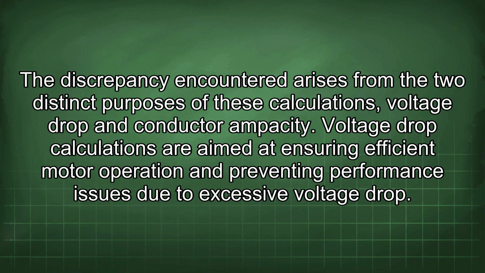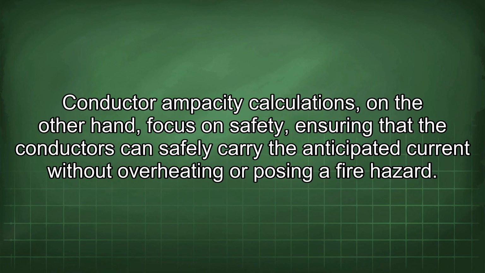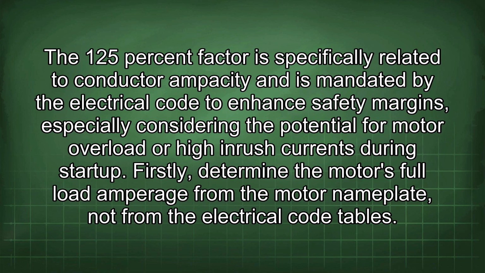Voltage drop calculations are aimed at ensuring efficient motor operation and preventing performance issues due to excessive voltage drop. Conductor ampacity calculations, on the other hand, focus on safety, ensuring that the conductors can safely carry the anticipated current without overheating or posing a fire hazard. The 125% factor is specifically related to conductor ampacity and is mandated by the electrical code to enhance safety margins, especially considering the potential for motor overload or high inrush currents during startup.